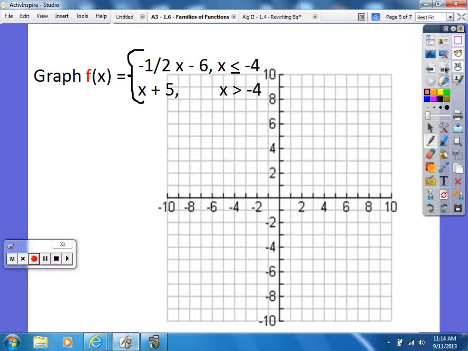Okay? All right. So here's our next function. Anybody know the name of these? I actually said it once. Piecewise. Piecewise. So you want to graph pieces at a time.